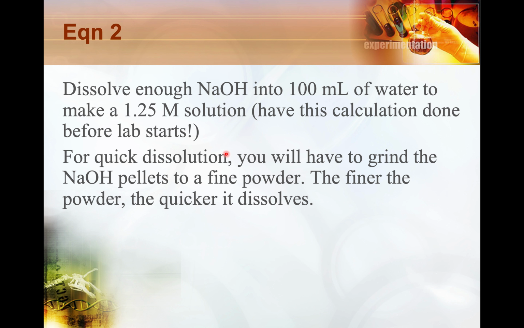You want this to be very quick because the faster it is, the more accurate your data will be. Because again, remember, we want the reaction to occur as quickly as possible so we can get a good estimate on the final temperature. If you remember from the titration, it takes a while for those pellets to dissolve, but it goes much faster if it's a fine powder. So what you're going to do is use a mortar and pestle to grind up those sodium hydroxide pellets.